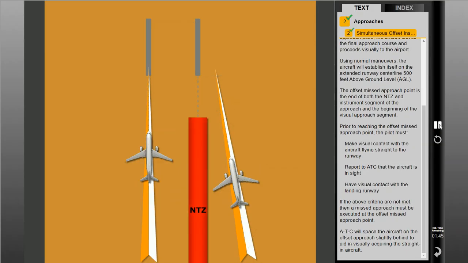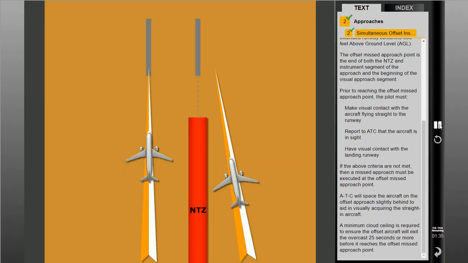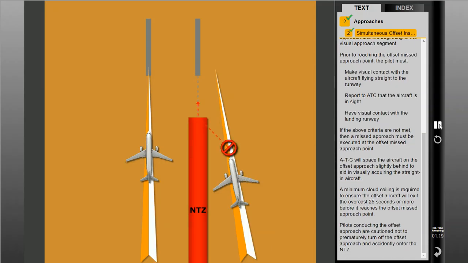ATC will space the aircraft on the offset approach slightly behind to aid in visually acquiring the straight-in aircraft. A minimum cloud ceiling is required to ensure the offset aircraft will exit the overcast 25 seconds or more before it reaches the offset missed approach point. Pilots conducting the offset approach are cautioned not to prematurely turn off the offset approach and accidentally enter the NTZ.